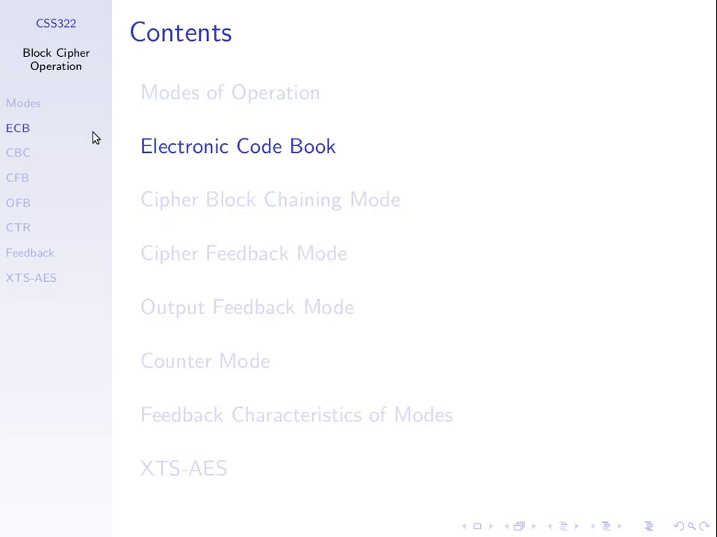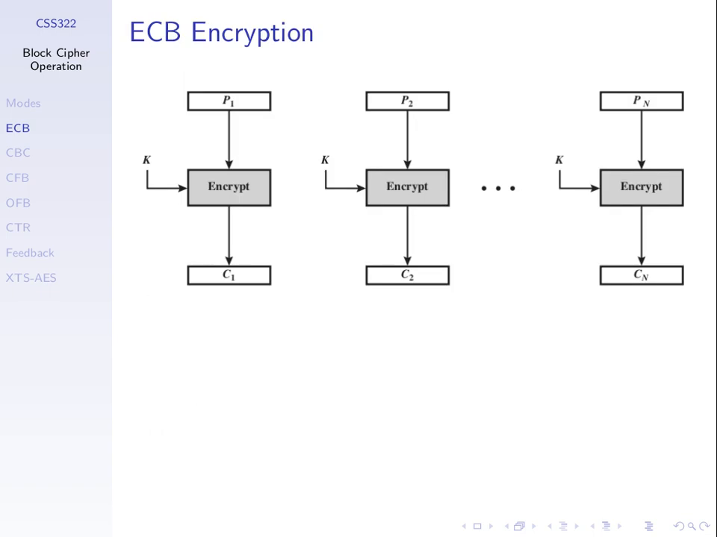The first mode is the most obvious mode, called electronic codebook. What we do is take our original plain text and break it into n blocks of b bits in length. And we have a key. We use our block cipher and encrypt each block of plain text, P1, to get ciphertext C1 using that key K, and do the same for the second block of plain text to get C2. For all n blocks of plain text, we encrypt with the same key and get n blocks of ciphertext, and we concatenate those n blocks together to get our resulting ciphertext. That's the obvious approach: break the plain text into blocks, encrypt each block separately, and concatenate the ciphertext from all of those encryptions.